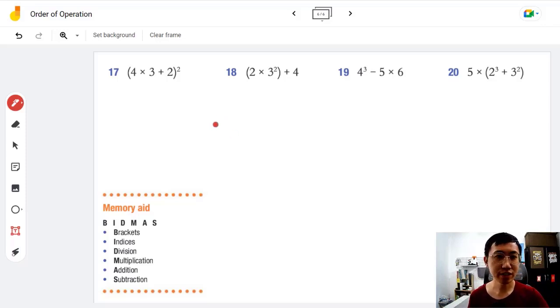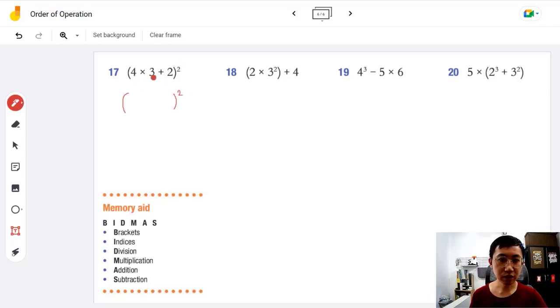Okay, so let's do question 17 now. Teacher can see a bracket followed by a square. Inside the bracket, there is a multiply and a plus, so we have to solve our ranking inside the bracket first. Just copy your bracket followed by a square. Just follow the pattern.